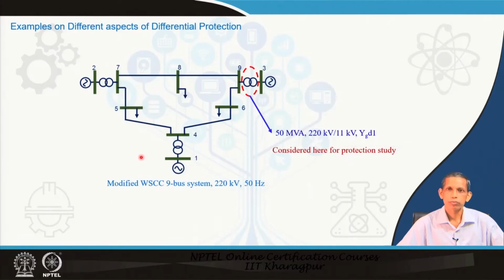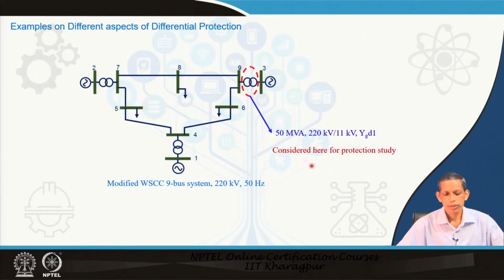Now, let us go to examples. This is the 9 bus system, and we have considered this for a 50 Hz system at 220 kV voltage level. We have considered a transformer on the source side, 11:220 kV, 50 MVA capacity, with star grounded and delta connections. So, the vector group is YD1.